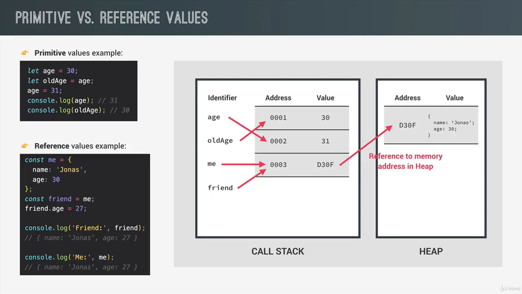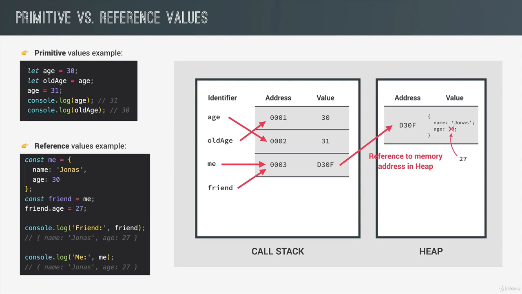So here comes the interesting part, because now we're actually going to change a property in the friend object by setting friend.age to 27. So what happens then is that the object is found in the heap and the 30 is changed to 27. Great.